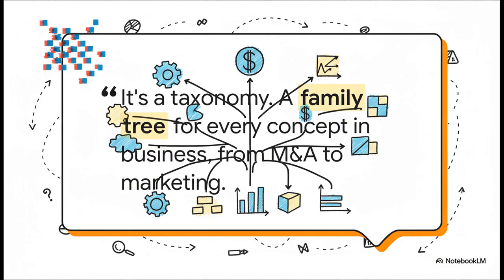And that's the big secret, isn't it? This isn't just a list, it's a taxonomy, a family tree. Every major concept in business is treated like a parent, and then it branches out into a whole series of offspring that define it. This whole genealogical structure, that's the key to the entire system.